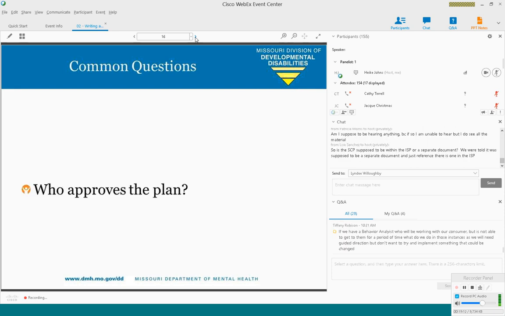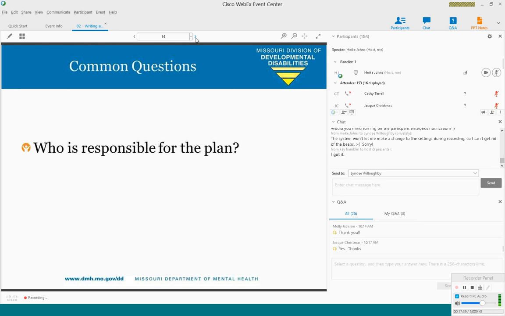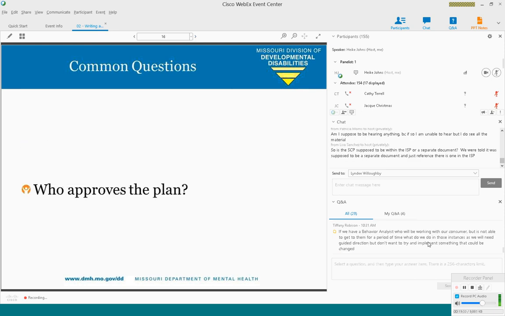So there's a question about whether the safety crisis plan should be a separate document. It should be incorporated into the ISP and the BSP. So if you want to have a separate document that's supposed to be kind of a tool for staff to use to help remind them, by all means, that's part of your implementation strategies. But the actual safety crisis plan needs to be part of the ISP and or the BSP.